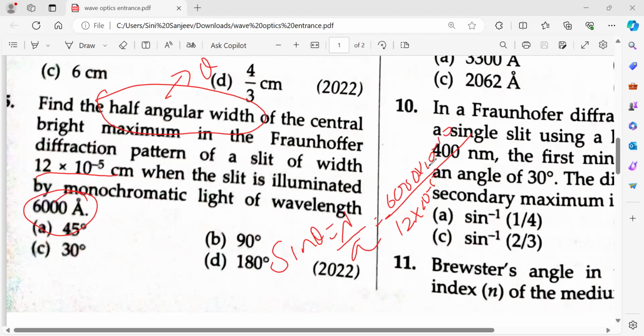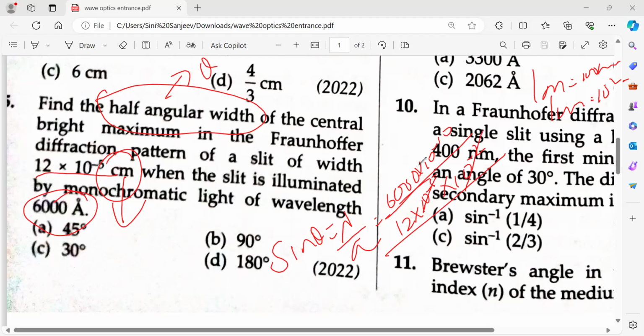If I want, I can cancel: 10 power 5 will go to the top, so those things will get cancelled here, leaving 10 power minus 5, and 6000 is here, right? And don't forget that this is in centimeter, so multiply by 10 power minus 2. 1 meter is equal to 100 centimeter, so 1 centimeter is equal to 10 power minus 2 meter.